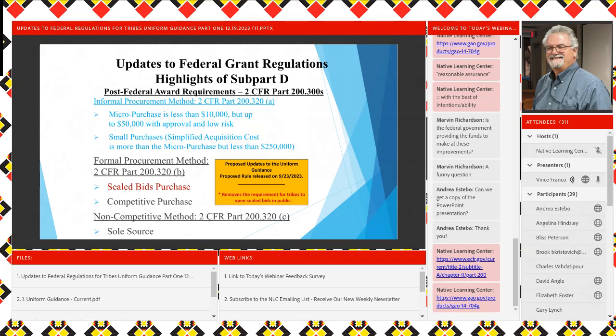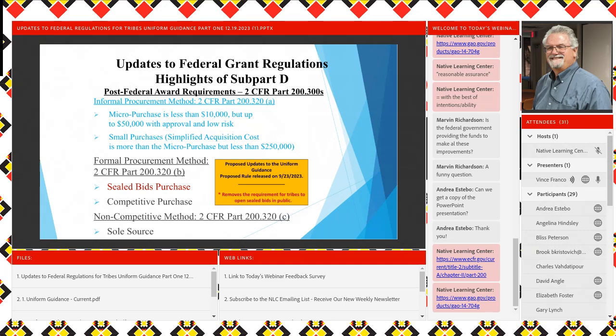The only thing that's changing in the whole procurement, and that would include all of 2 CFR Part 200, 320, which is a big area. It talks about sealed bids, it talks about competitive purchases, and it talks about sole source on there. Nothing's changed with the exception of sealed bids, potentially.